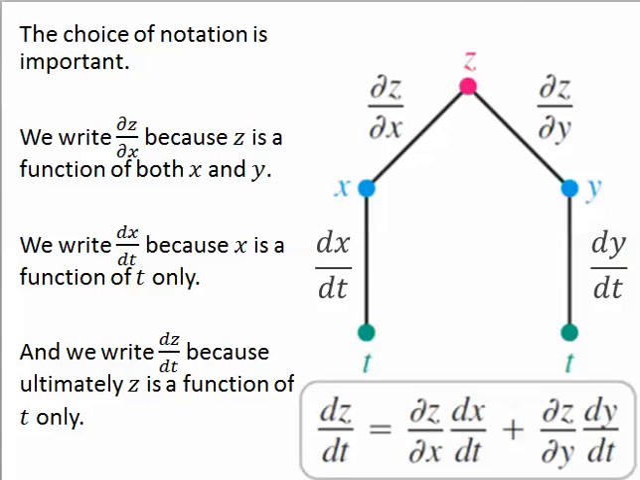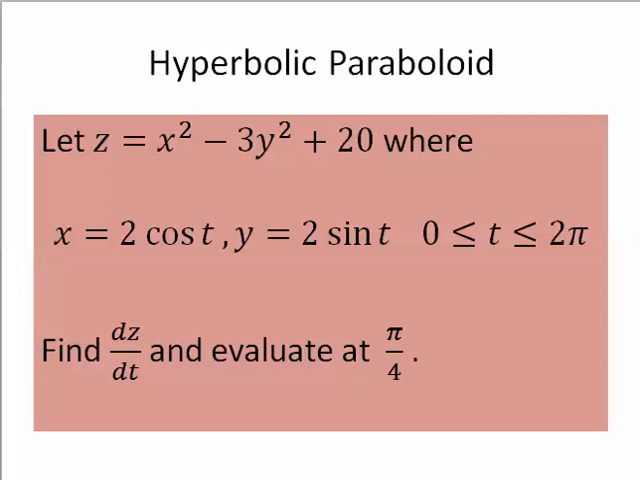The choice of notation is important. We write z partial x because z is a function of both x and y. We write dx dt because x is a function of t only. And we write dz dt because ultimately z is a function of t only.